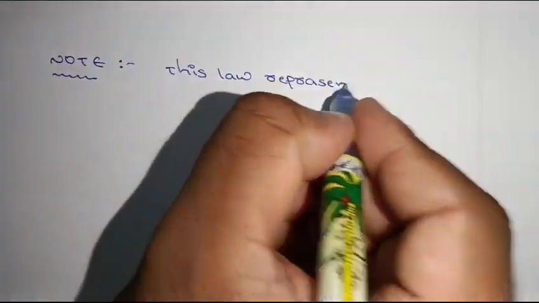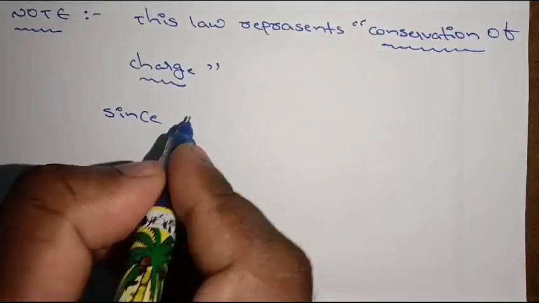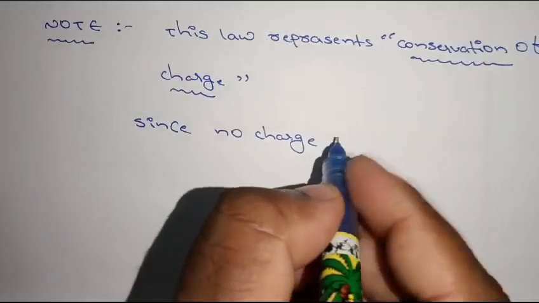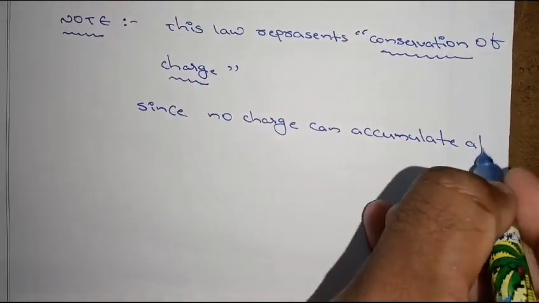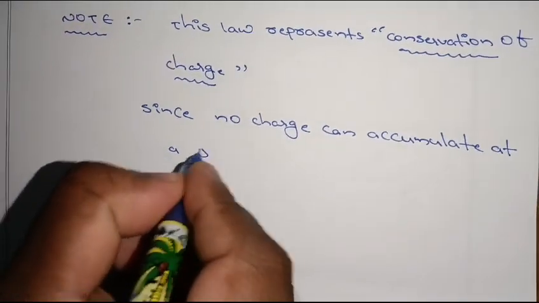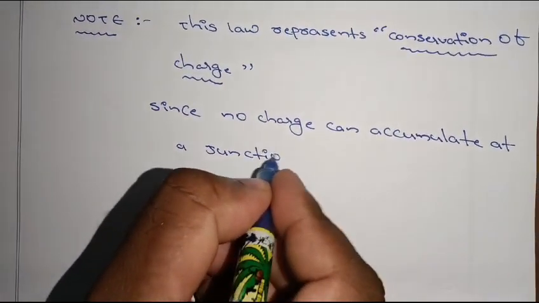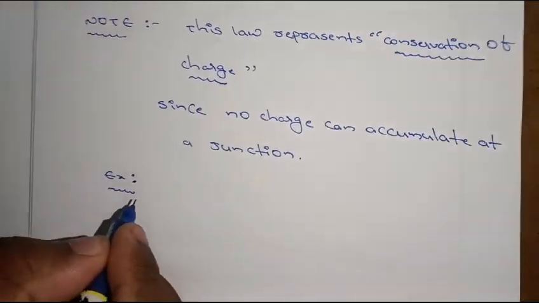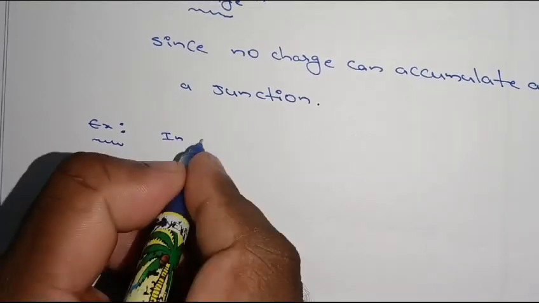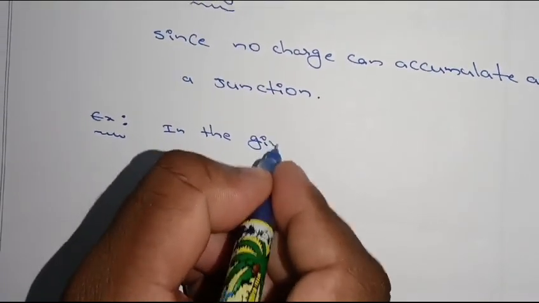Note, this law represents conservation of charge. Since no charge can accumulate at the junction, it means that if suppose 35 amps of current is approaching the junction, the same amount of current is leaving from the junction. So the conservation of charge is valid.